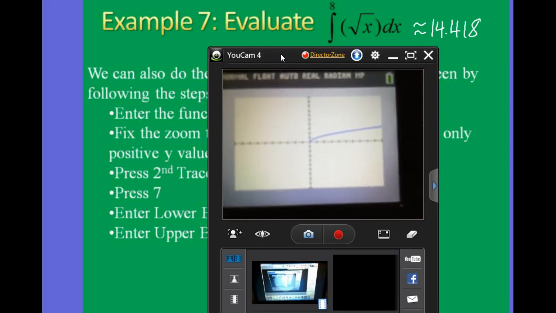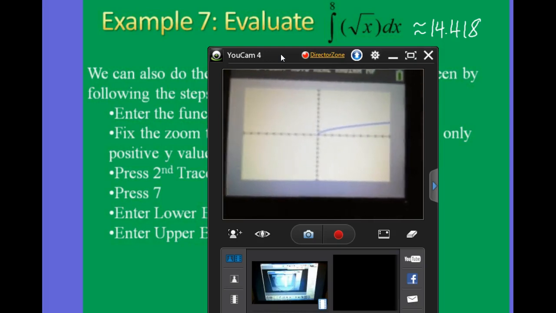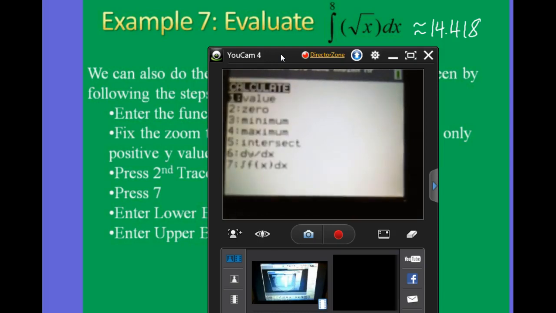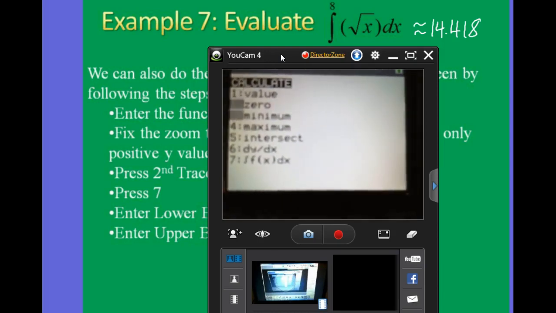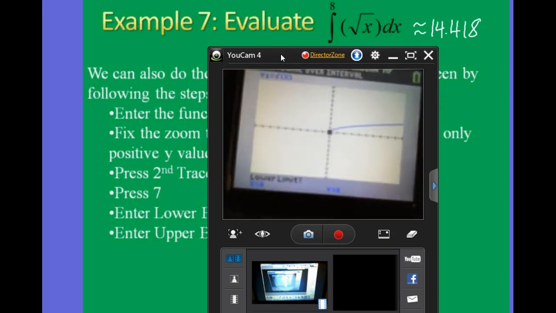We've been saying that an integral is the area under the curve. So this asks us, is it 1 to 8 or 0 to 8? 1 to 8. So this asks us to find the area under the curve from 1 to 8. So what you're going to do is, when you have the graph on your page, you're going to hit second trace. And do you see how option number 7 is an integral?